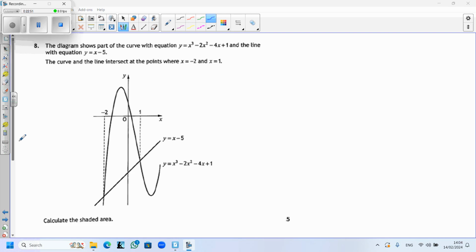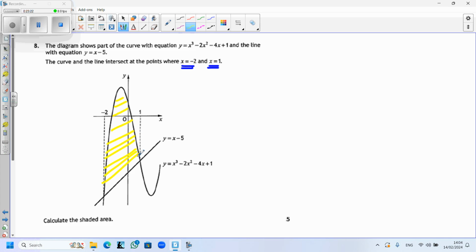Question 8, and this is for 5 marks. It says a diagram shows part of the curve y is equal to x cubed minus 2x squared minus 4x plus 1, and the line with equation y is equal to x minus 5. The curve and the line intersect at the points where x is equal to negative 2 and x is equal to 1. So we want to find the shaded area. The shaded area, in fact, is this whole bit in here. It's not come out very well in this diagram, so that's it all in there.